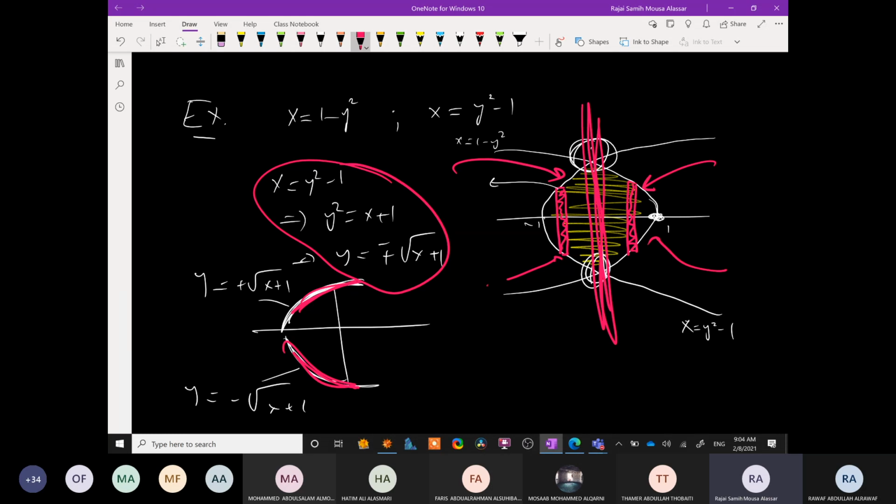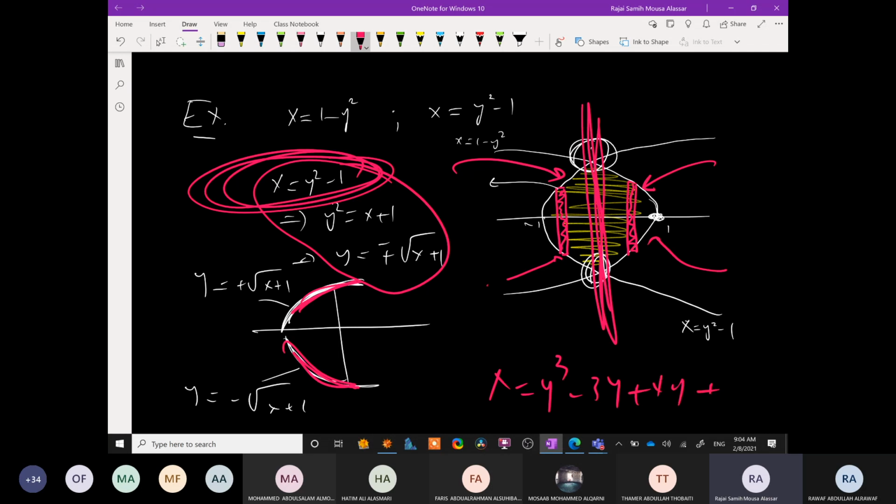You can do it. But suppose that this equation was much harder to solve for y. Suppose that you had, let's say, y cubed minus 3y plus xy plus 3. How are you going to solve for y? If this was a power 13, let's say. It's not an easy problem to solve for y so you can find the top function and bottom function. Do you understand the difficulty of this? Yes. Yes.